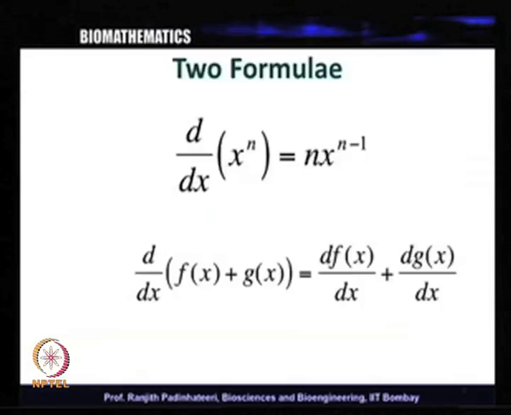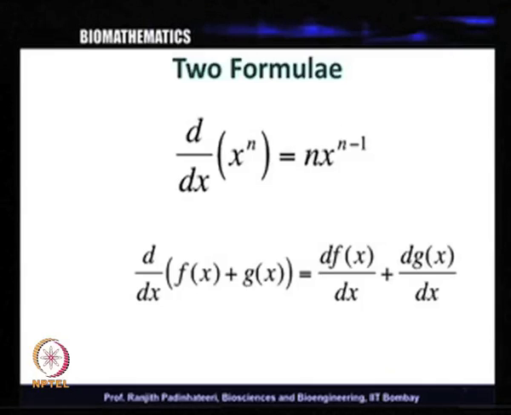Last time we learned a formula, actually two formulae, as you see on the screen here, that d by dx of x power n is equal to n x power n minus 1. This is the first formula that we learned.